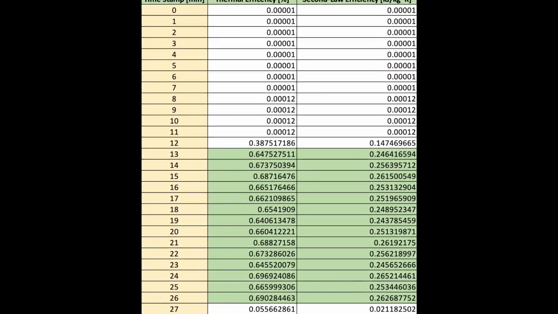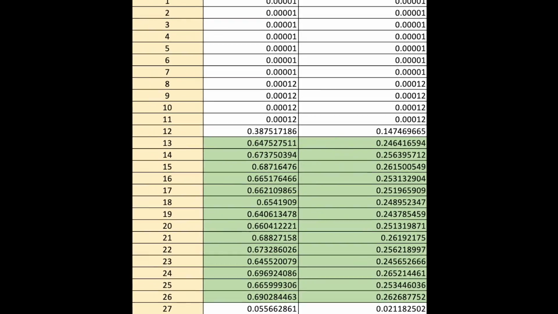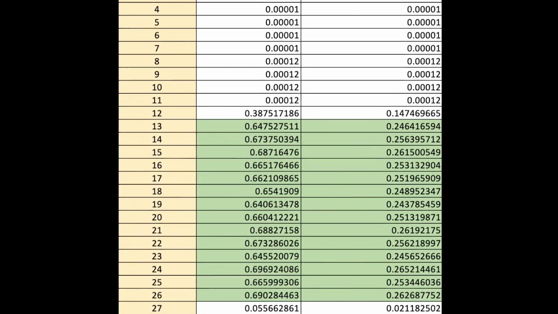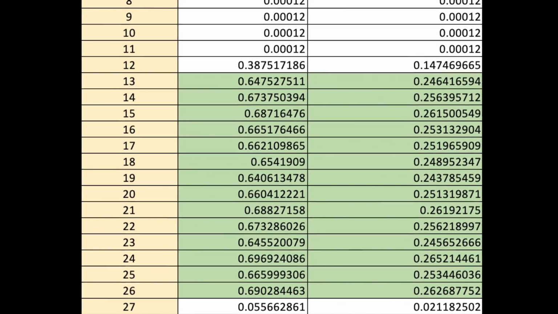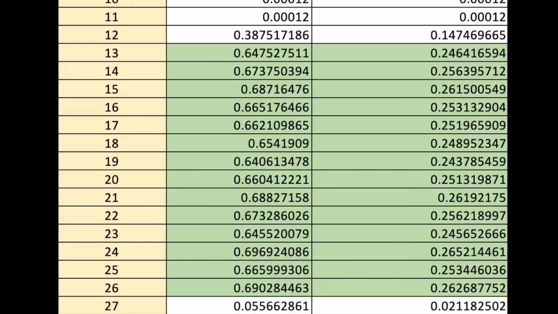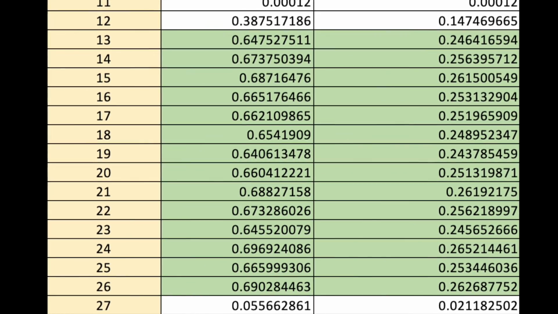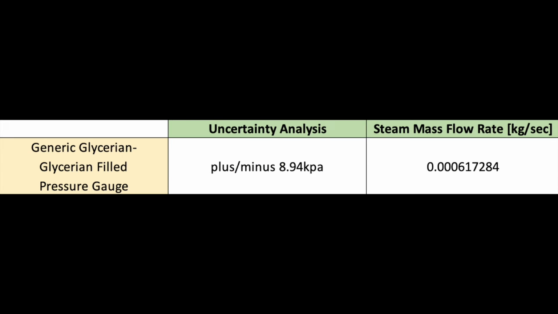All of these efficiencies are translated into this table and worked out perfectly in our sweet spot with the typical thermal efficiency of 64 to 69%, but second law efficiencies of closer to 24 to 26%. Here again is that mass flow rate we use in our thermal efficiency equation. It is always important to conduct an uncertainty analysis on your experiment to gauge the largest error that may be reasonably expected in your results. In our case, a glycerin-filled pressure gauge resulted in an error of plus or minus 8.94 kPa.